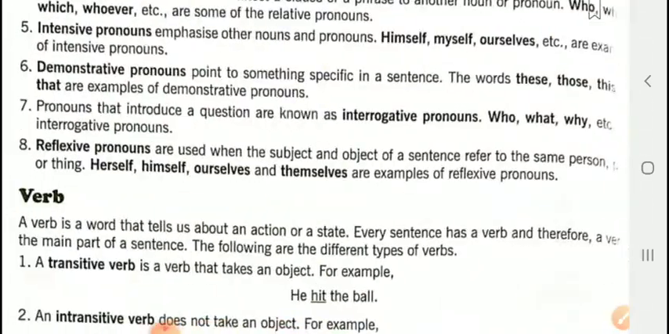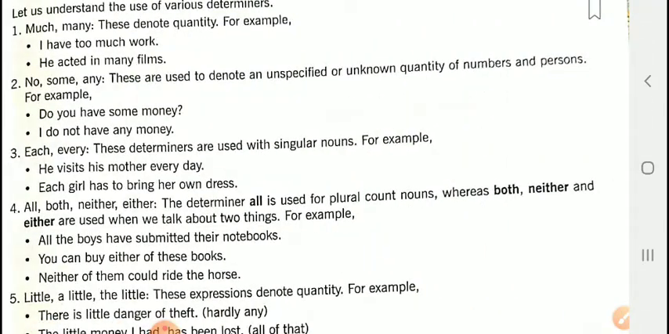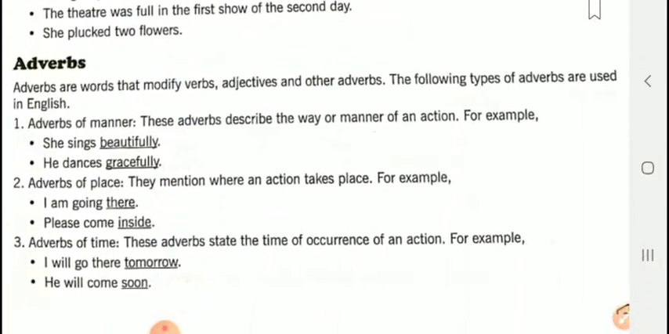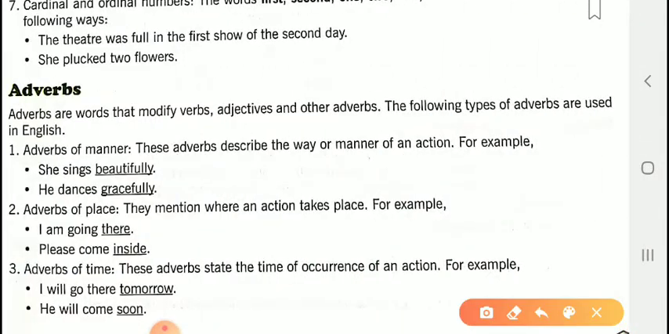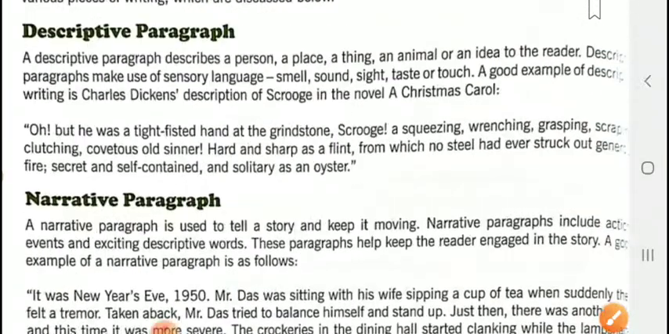Then after adjective, adverb is given. What is an adverb? Adverbs are words that modify verbs, adjectives and other adverbs. Adverb of manner, adverb of place, adverb of time, these are all given here.